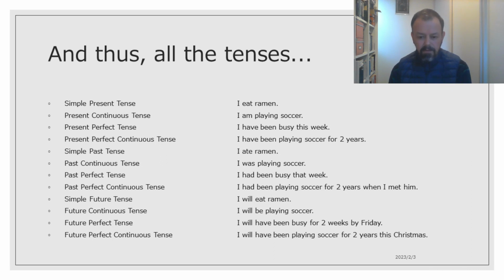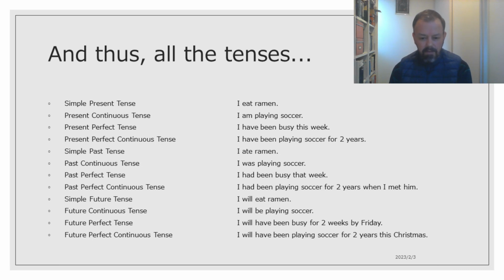So the time that you're talking about is a period in the past, and you're describing what happened before that time. The past perfect continuous is again using the ing form of the verb.